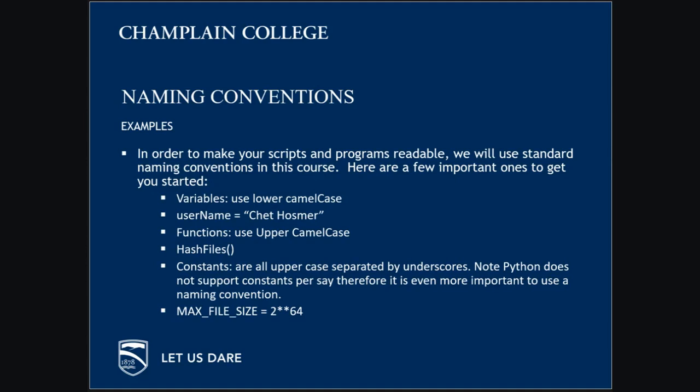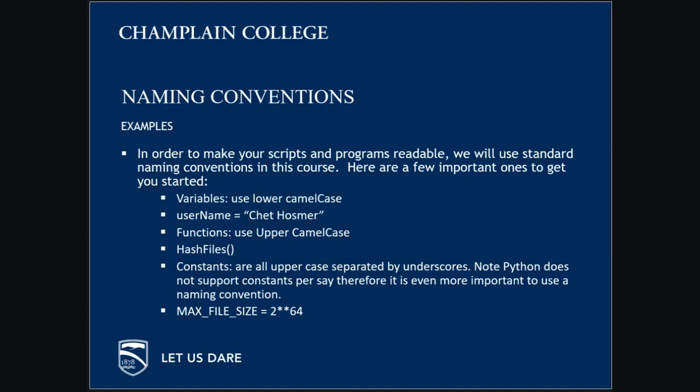A couple of things that I want to advise you that you're going to see throughout the class are naming conventions. In order to make the scripts more readable, we'll use a standard naming convention in this course. Here are a few important ones to get you started. For variables, we use lower camel case. So if you notice in this case, userName, user is in lowercase, and every alternating word will be uppercase. So userName equals Chet Hosmer defines a string, Chet Hosmer.